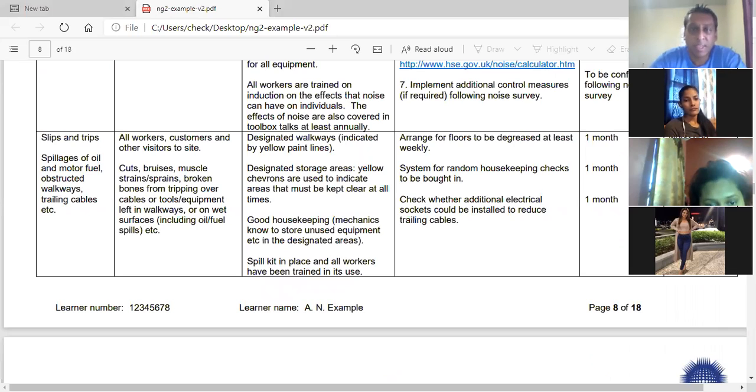In terms of hazards, you want to give about 10 to 12 hazards. The guidance says a minimum of 10, so minimum means you can't do fewer than 10. So you will give your hazard category, which is slips and trips. You're going to give the hazard, which is what you are seeing. All right, so the hazard is what is real in front of you. We have spillage of oil and motor fuel, obstructed walkways, trailing cables, etc.